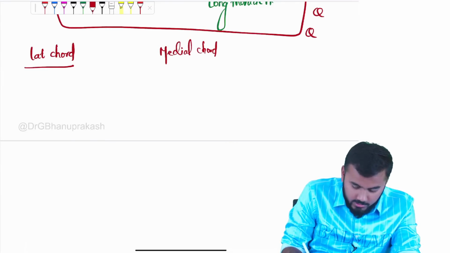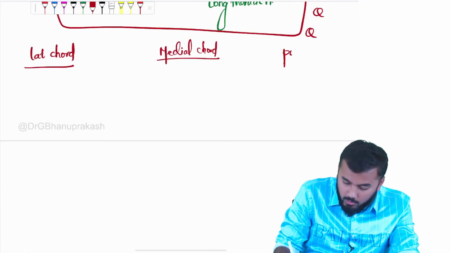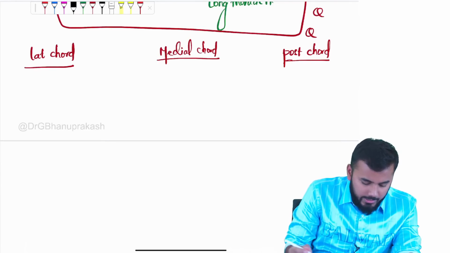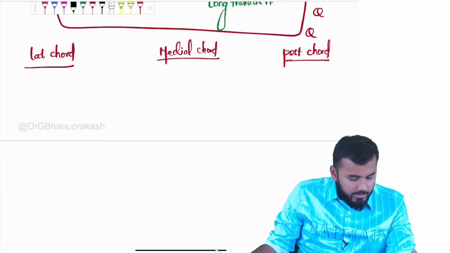Perfect, it is winging of scapula. What are the branches of the posterior cord? Okay. Now, how do I remember?